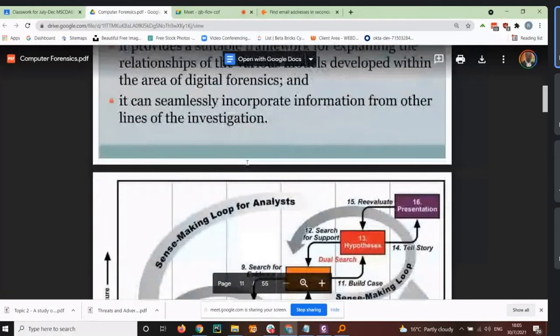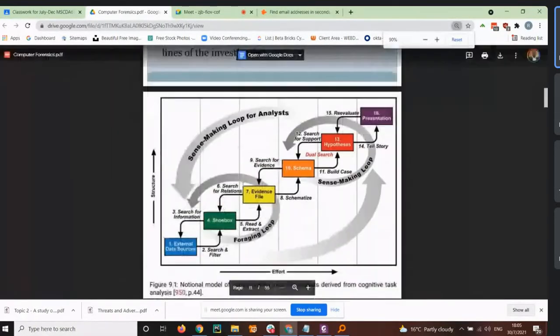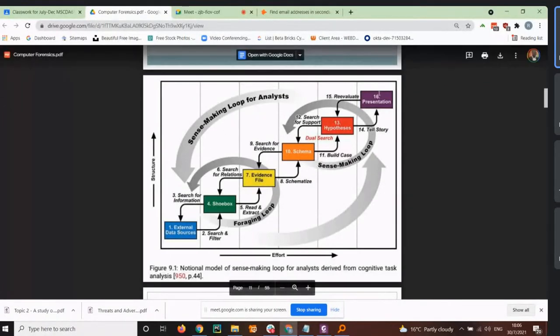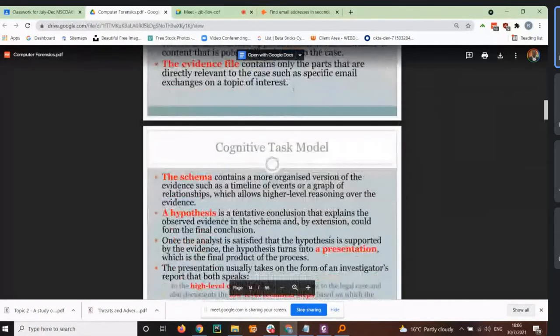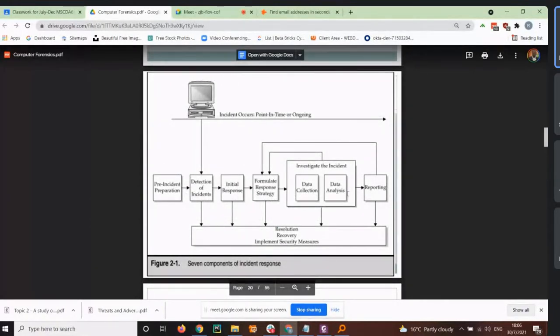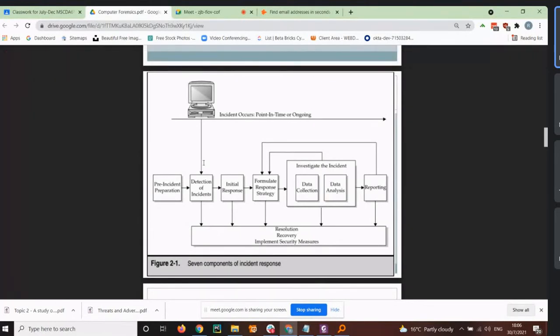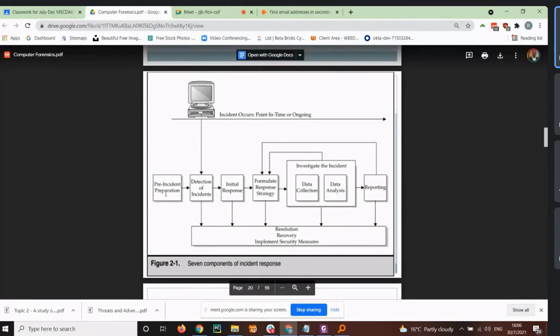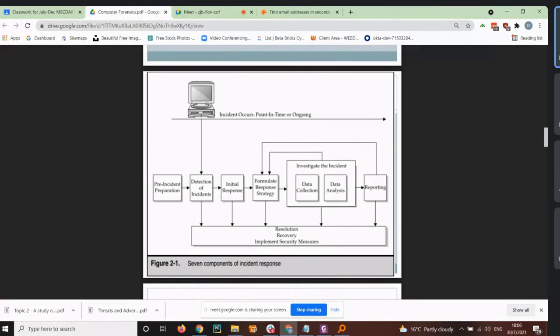Yeah, this is the cognitive task model actually, and it's explained quite in depth in the audios and videos. And this is a visualization of what exactly happens in that process. This whole process is the forensic investigation, whereas the incident response methodology is outlined in this diagram. What the incident response methodology does is explain the whole process of how you can respond to an incident, right from preparation. That is when you create policies, install firewalls, set up teams in the organization, and decide what to do in the event that something happens. When you set up your business continuity plan and your disaster recovery plan, that all falls under pre-incident preparation.